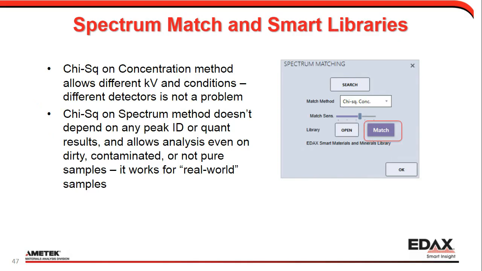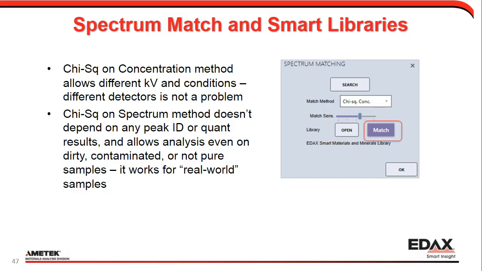There are two matching methods available. The chi-square on concentration method allows different kV and conditions. That means spectra collected at different kVs or collected by different detectors. You can also use spectrum match.